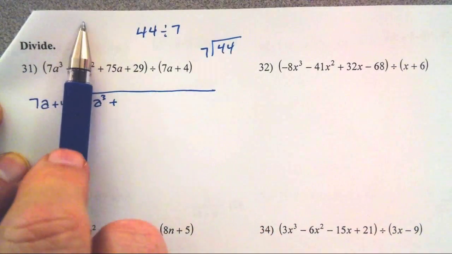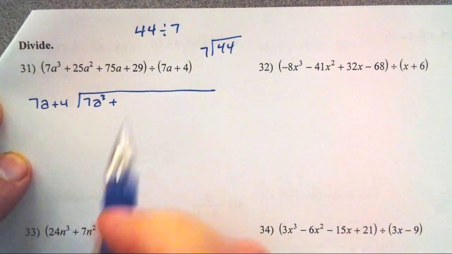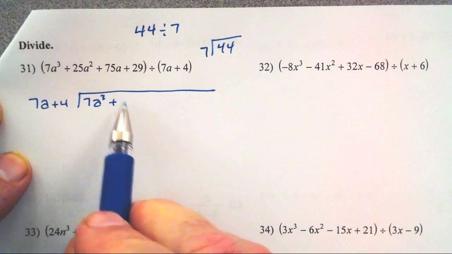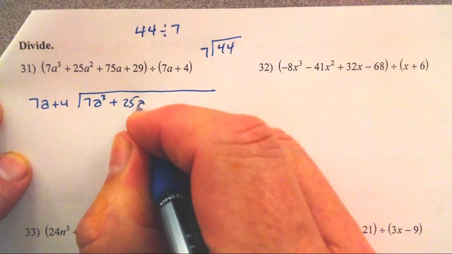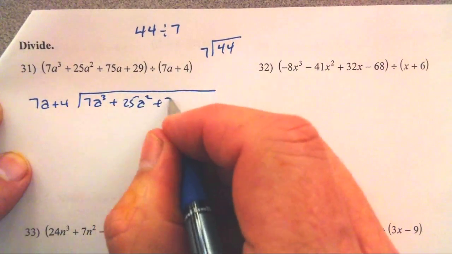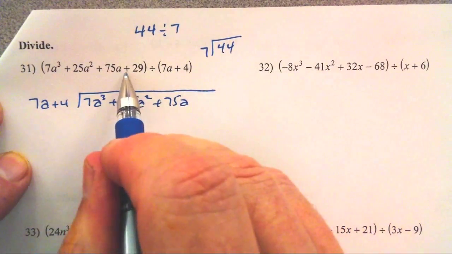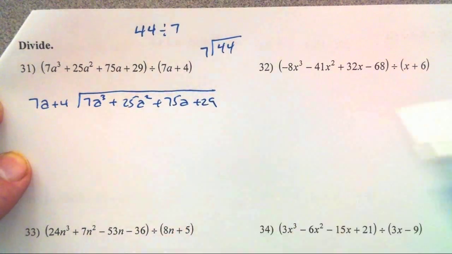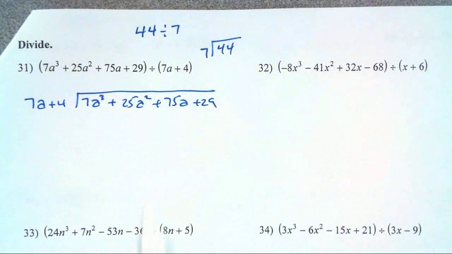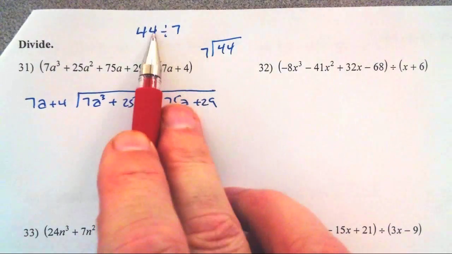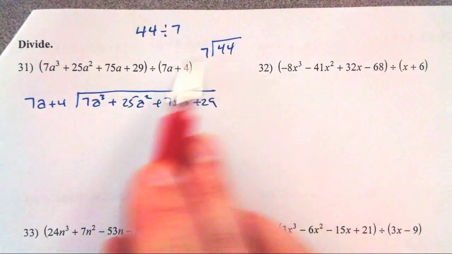For instance, if there were no a squareds, I would put plus 0a squared here. But I've got 25a squared, I've got some a's, plus 75a, and I've got a plus 29. And here's how we handle that. That's just rewriting the problem as though we were rewriting 44 divided by 7.